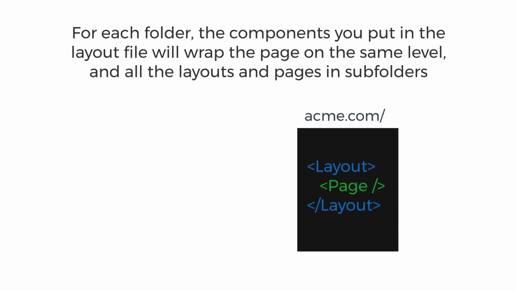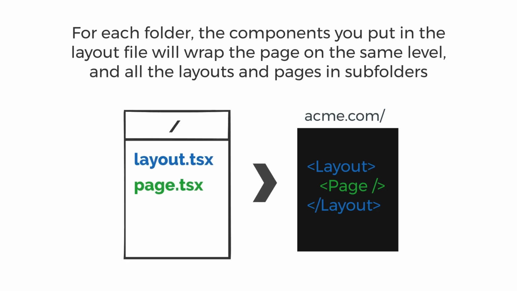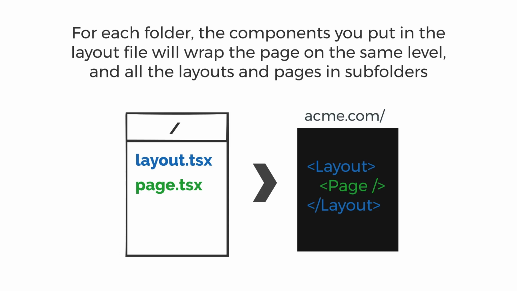So remember, for each folder in the tree, the components you put in the layout file will wrap automatically the page on the same level, and all the layouts and pages in subfolders. In our current situation, our root page will be wrapped inside the layout UI we define in the layout file. And here's a simplified example of what would be rendered if someone visits our site root path at this moment, with the page element as a child of the layout element. And what's very important is that this is recursively true also for each subfolder of your tree structure.